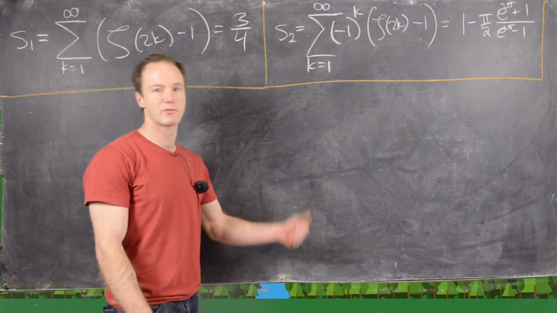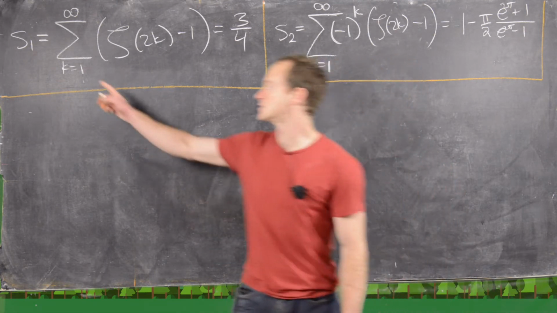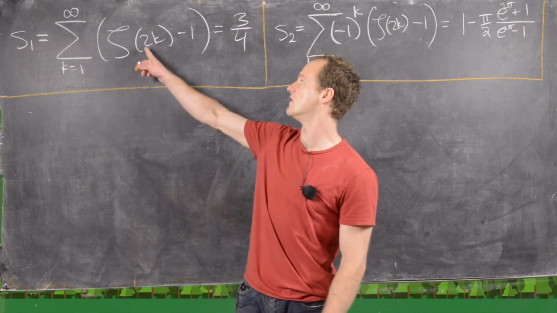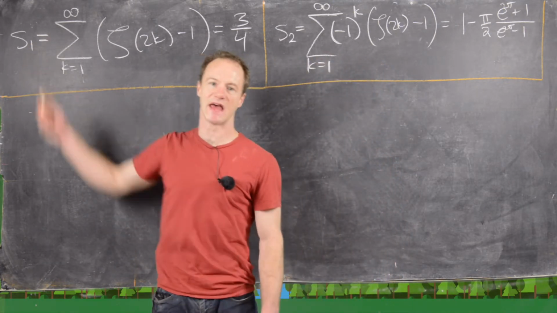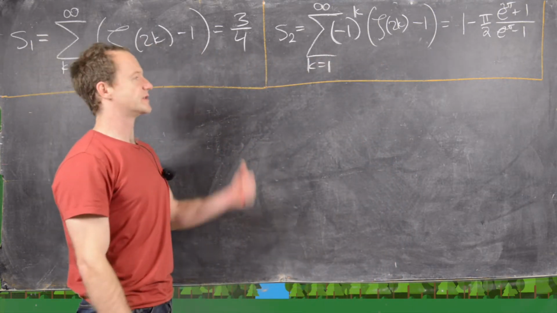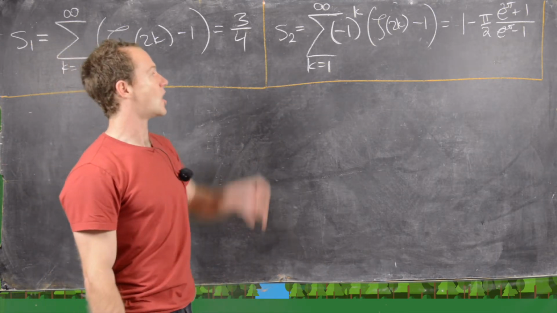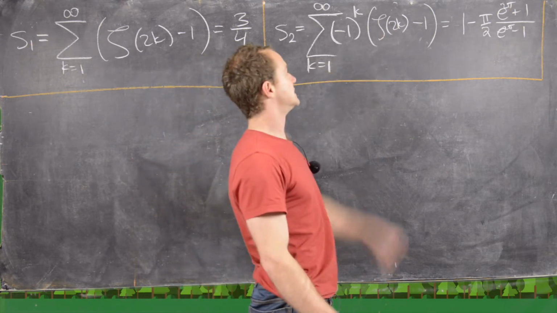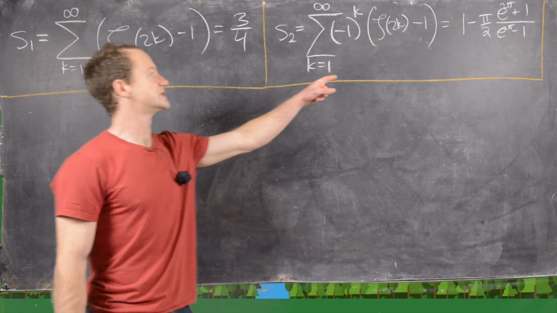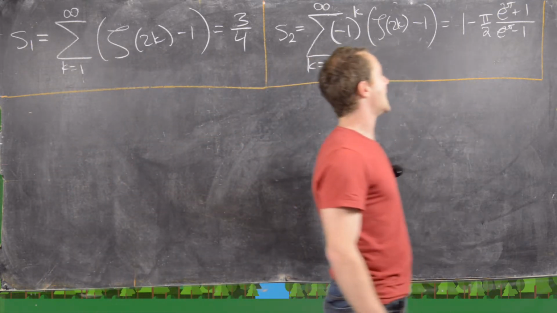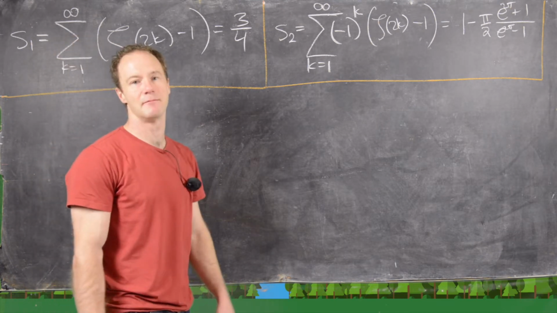Okay, so let's summarize where we are so far. In a previous video we proved this identity: the sum k equals 1 to infinity of zeta of 2k minus 1 was 3/4. I'm going to go ahead and call that S1, for sum number 1. So that's from that previous video, like I said. And then sum number 2, S2, that's the alternating sum of zeta of 2k minus 1. So we have this minus 1 to the k out front. And notice that's going to give us 1 minus pi over 2 times e to the 2 pi plus 1 over e to the 2 pi minus 1.